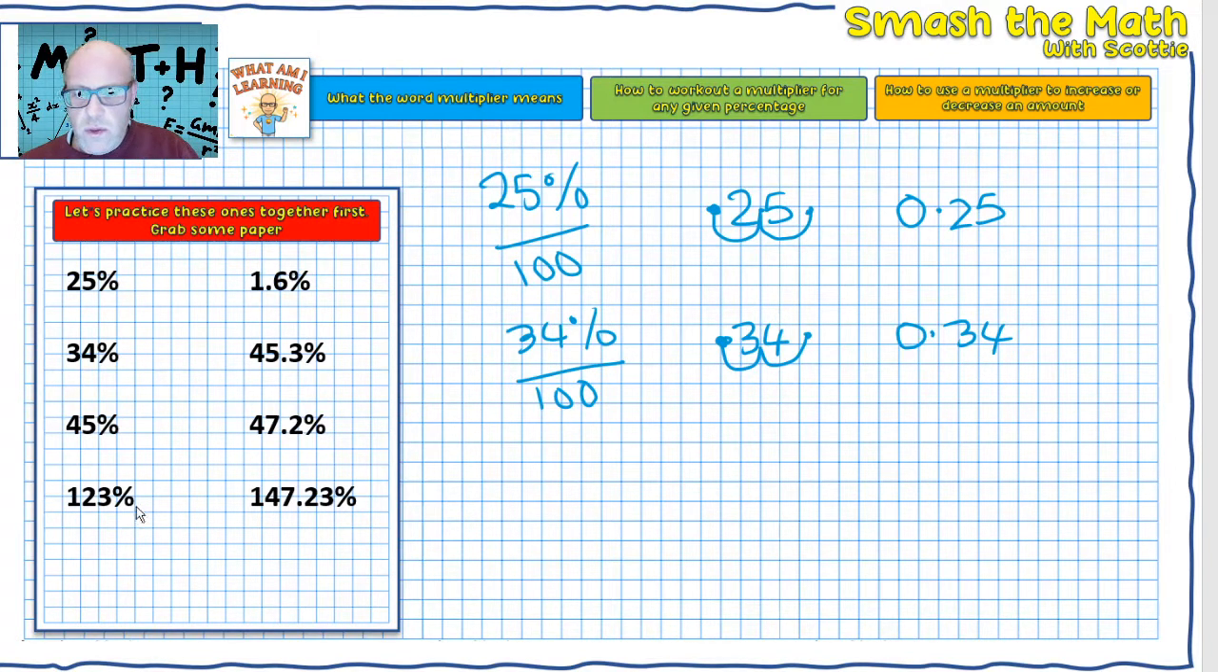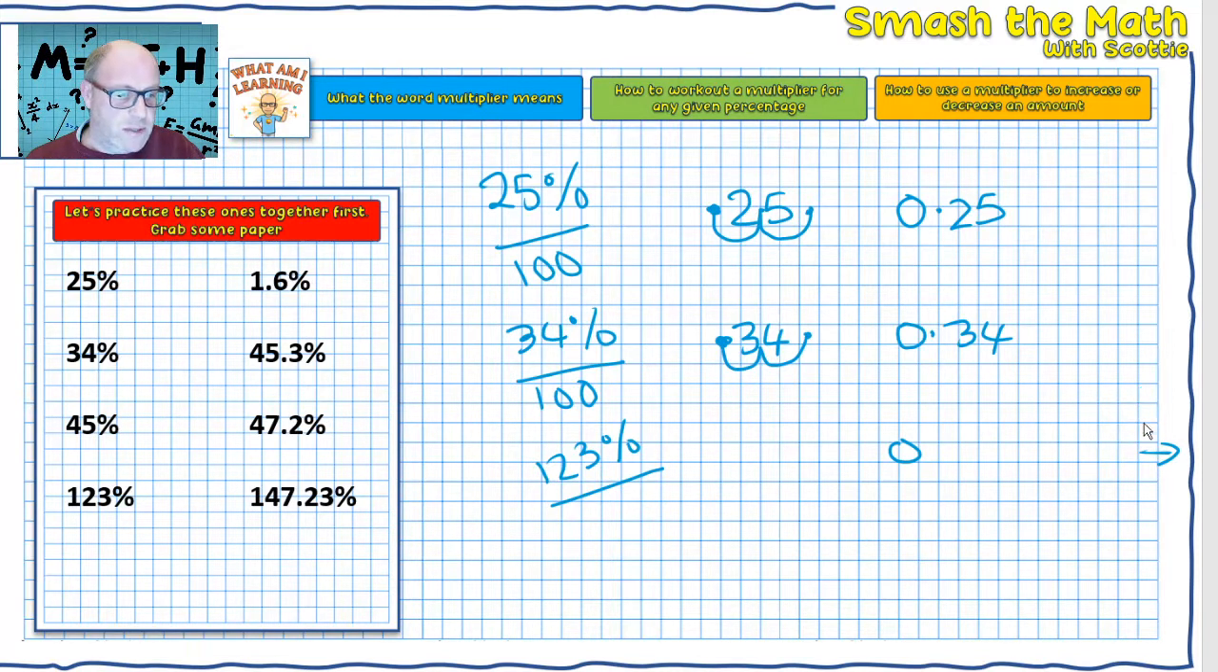Let's do one that's a bit more tricky. So 123%. Again, if I want to turn that into a multiplier, now this is more than 100%. So if it's more than 100%, I know that my multiplier is going to be more than 1. If you go back to what we were talking about before, it's between 0 and 1, 1 being 100%. So we know this is 123%, it's going to be bigger than 1, which is fine.